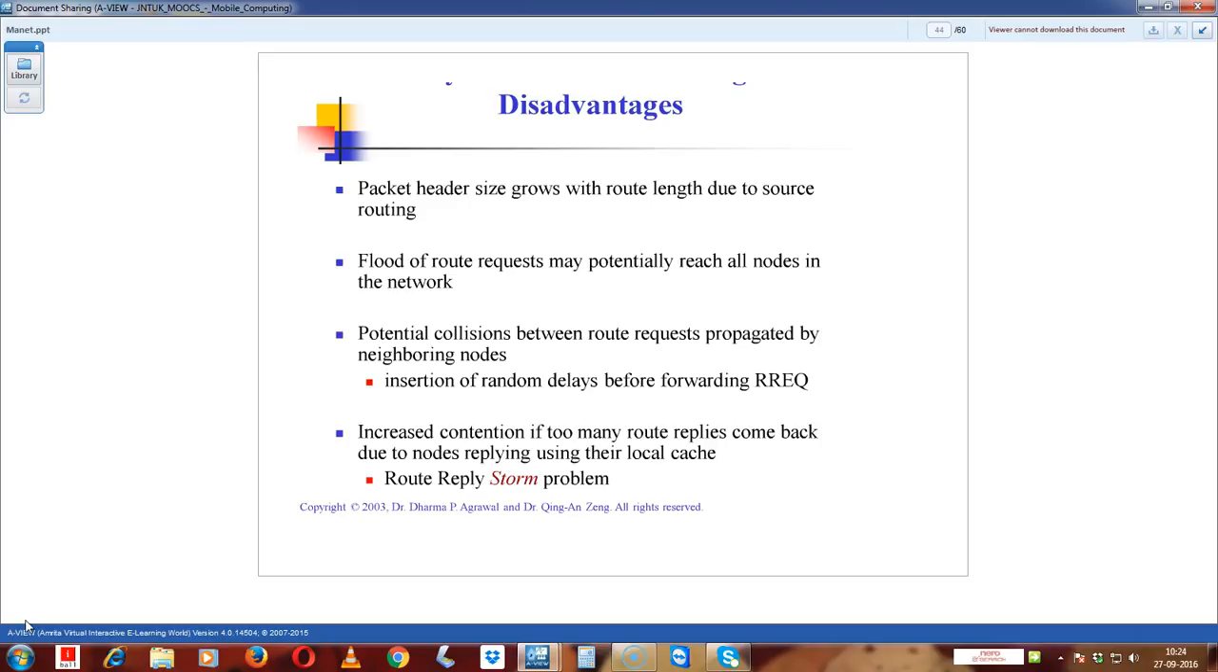I'm not clear with this actually, the storm problem. In the next session, I'll tell you what this route reply storm problem actually is. As of now, I don't have a clear idea of this. So we'll discuss it in the next session.